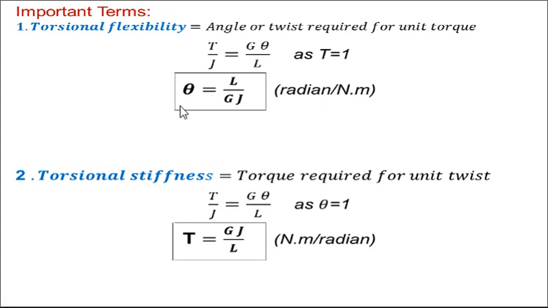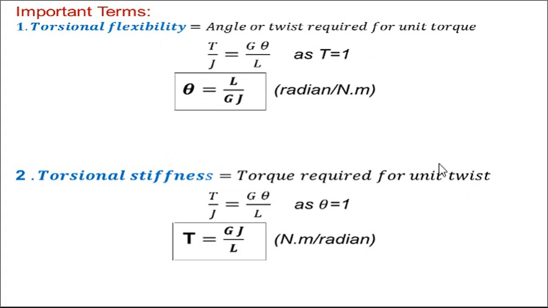The second important term is the torsional stiffness. Torsional stiffness is the torque required for unit twist. So this torsional stiffness is exactly opposite to the torsional flexibility. In the flexibility there is a twist required for unit torque, and here in the torsional stiffness, the torque required for the unit twist.